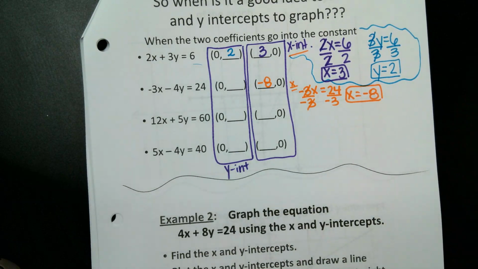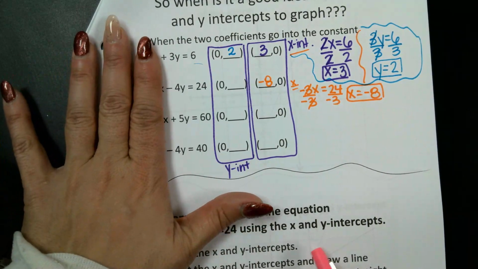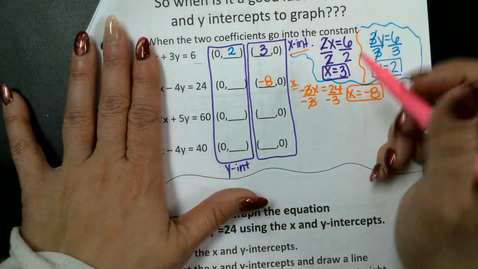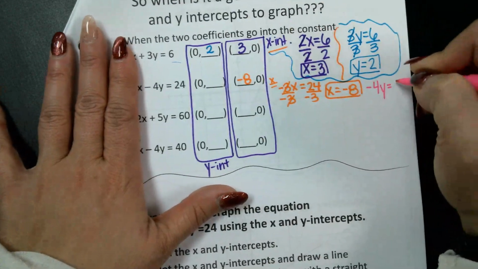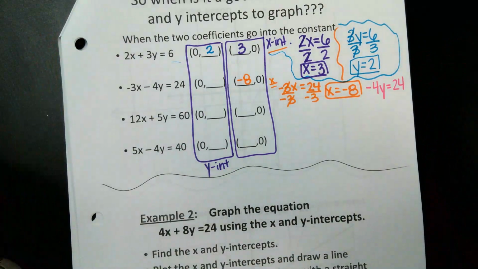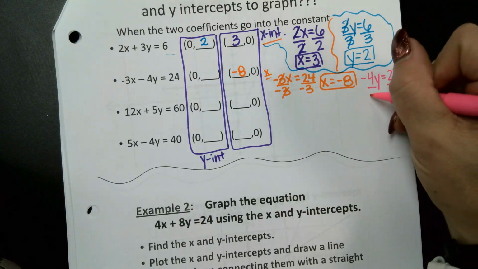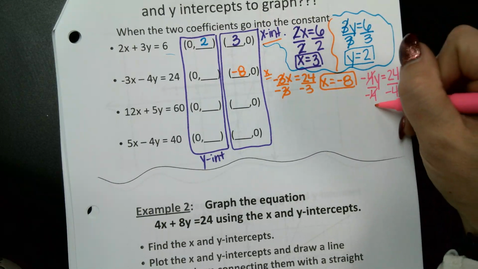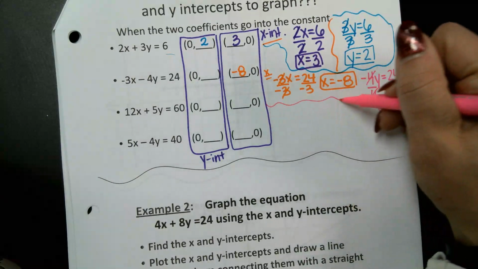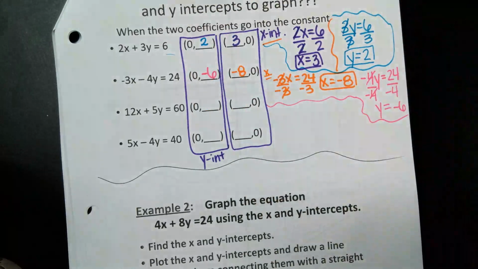And then for the y-intercept, what would we write? If I cover up the x, what's left up there? What kind of 4? -4y equals 24. Okay? So we'd go through and divide by what number? -4. And what's 24 divided by -4? -6. So that one would go over there.